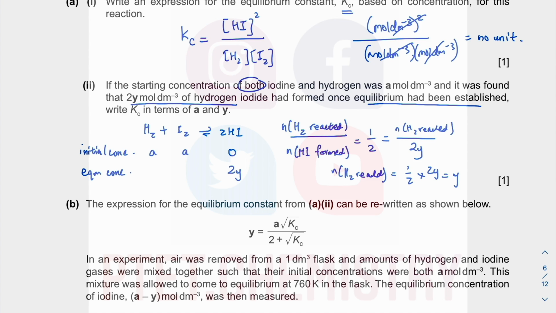And you can also see that the mole of I2 reacted is also equal to the mole of H2 reacted, because 1 mole of H2 reacts with 1 mole of I2. So if you react this much H2, then this much of I2 also reacts. So that is also equal to the mole of I2. So I don't need to do the same thing twice. So that will be A minus y, because y mole will have reacted.